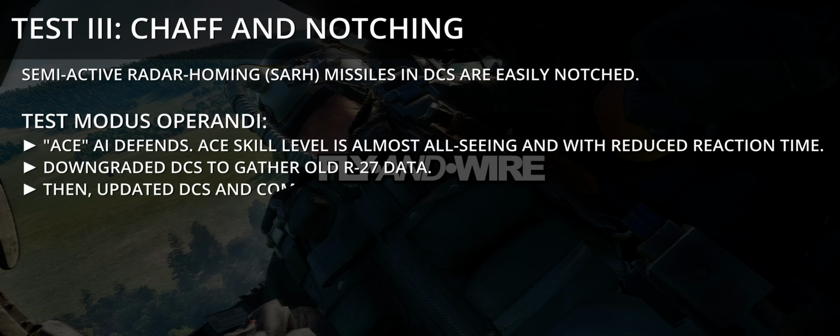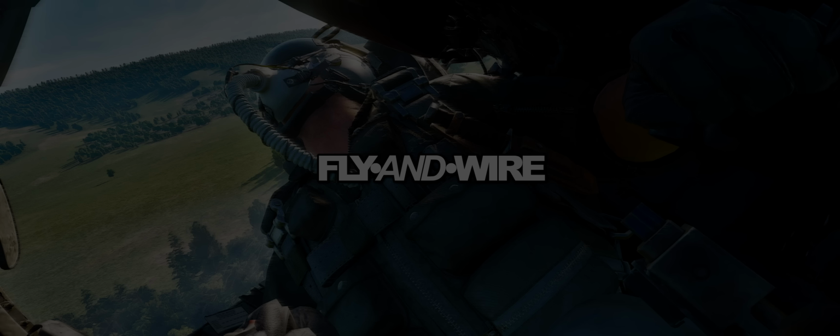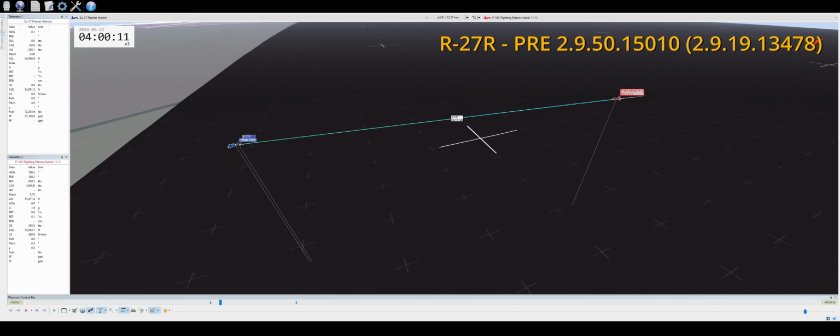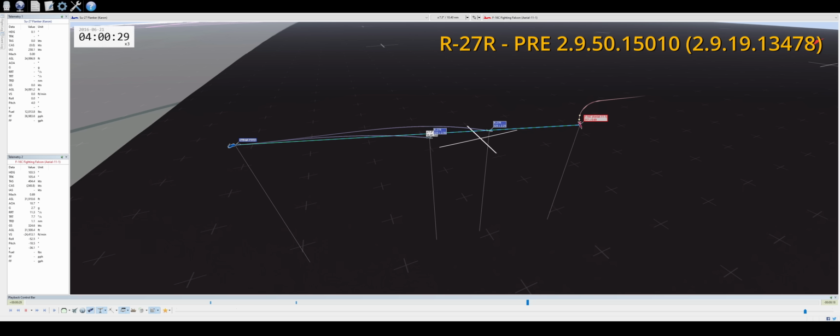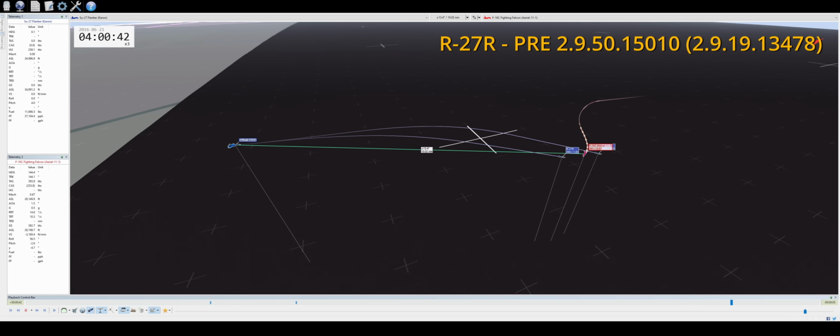To conduct this test, I downgraded DCS to the previous patch and checked the R-27. All missiles are launched from a distance of circa 12 nautical miles. The first pair of old R-27s were easily defeated by the target as it dived, chaffed, and notched. Neither R-27 even attempted to reacquire the defending target. Nothing different from the usual.